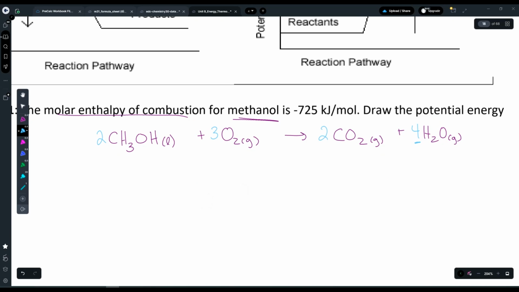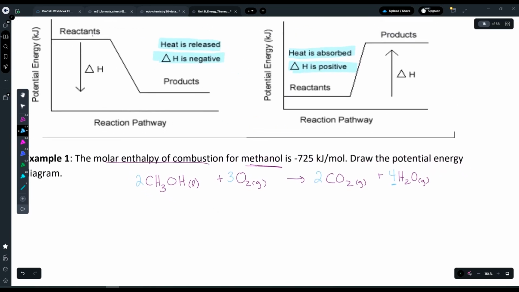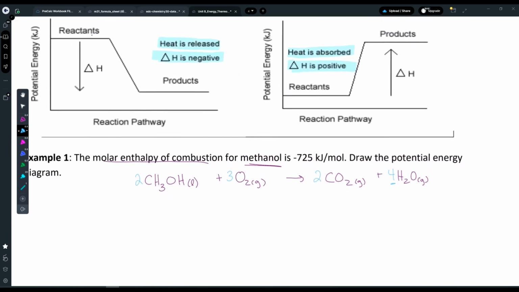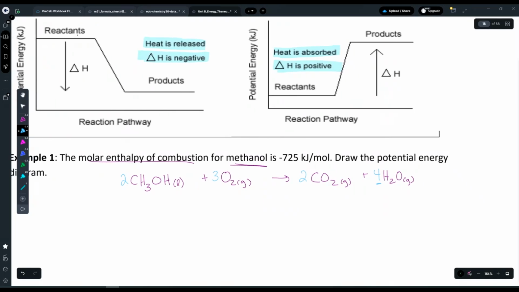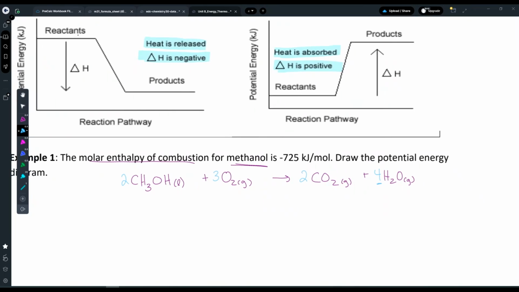All right, now it wouldn't be a thermochemical equation if we didn't have an energy term, since this is a combustion reaction. Okay, and I can see that the molar enthalpy of combustion of methanol specifically is a negative value. That's my hint here that my energy term is going to be on the product side, because our molar enthalpy is a negative value for the combustion of methanol.